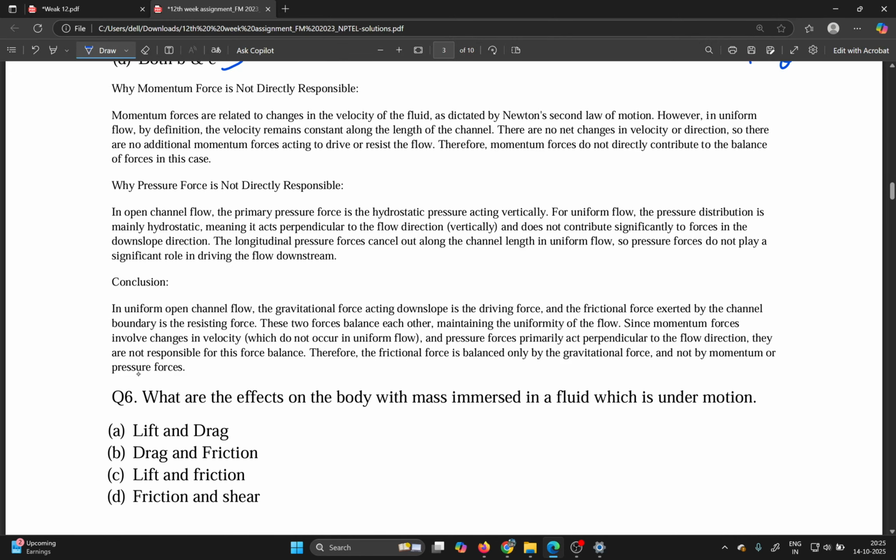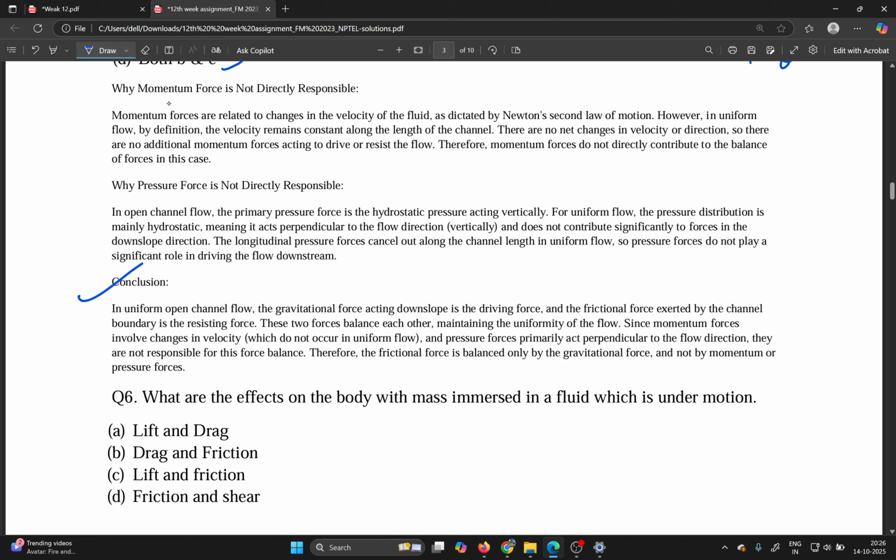So the explanation is given very well here. You can go one by one. I'll just read the conclusion part. In uniform open channel flow, the gravitational force acting downslope is the driving force. The frictional force exerted by the channel boundary is the resisting force. These two forces balance each other, maintaining the uniformity of the flow. Since momentum force involves change in velocity, which does not occur in uniform flow, momentum force will not occur. And pressure forces primarily act perpendicular to the flow direction, and they are not responsible for this force balance. Therefore, the frictional force is balanced only by the gravitational force and not by the momentum or pressure force. So whatever I was discussing, the same thing is here.